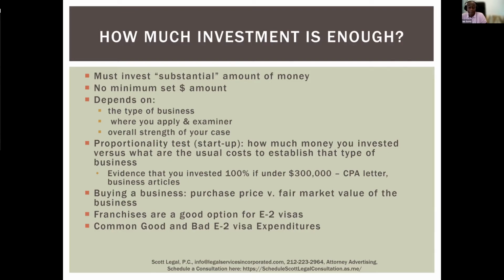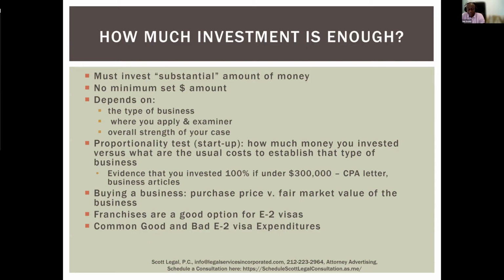And when we talk about this proportionality test, if your investment amount is low, so anything under $500,000 would be considered on the lower end, where you would really be required to spend all of that money before applying for the E2 visa. And often, the purchase price of an existing business, whatever that purchase price is, as long as it's an arm's length transaction, is going to be sufficient for the investment amount, as long as that business does have employees.